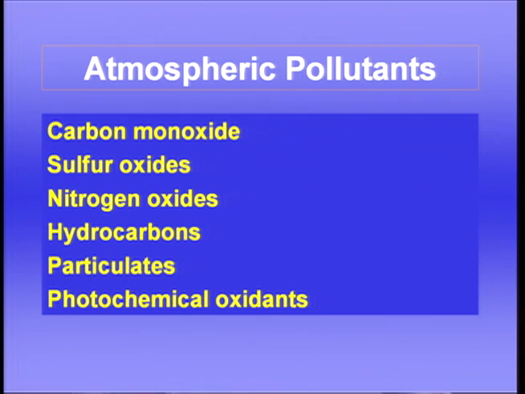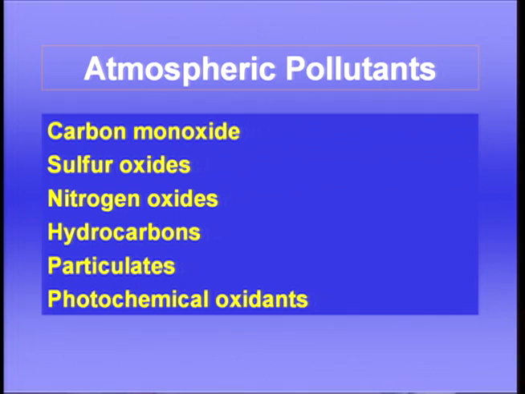The next group are the oxides of sulfur and nitrogen. I like to think of those together because they share a number of features in common. In both cases, when the oxide combines with water, it forms an acid: sulfurous or sulfuric acid, and nitric acid. And those acids are very toxic. Of course, they're in relatively low concentrations, but even so, they cause inflammation of the mucous membranes. They can cause chronic bronchitis, and they're certainly very active toxic gases.